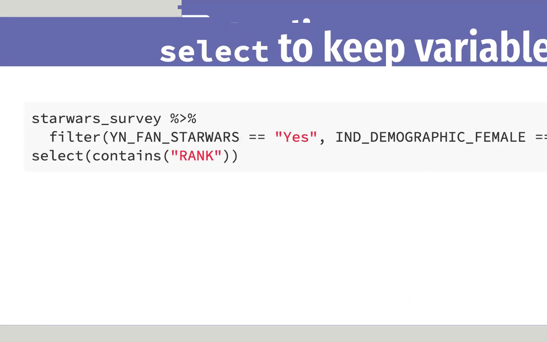Okay, so filter is for filtering rows and select is for keeping variables. You can think of filter as filtering down a data frame and select as selecting across a data frame. And so here I have filtered the data frame to include only rows where Star Wars is yes and female is 1. And then I've selected only columns that contain the word rank.